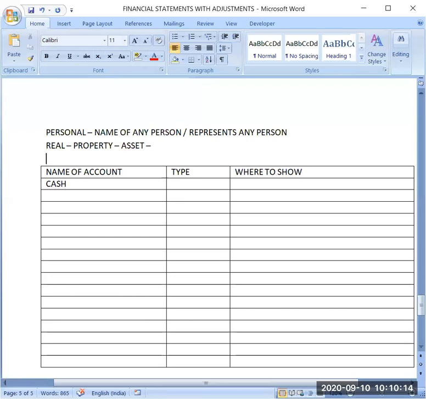Then third is nominal account. Nominal account is identified by four things: expenses or losses, revenues, gains. Such accounts are known as nominal accounts. So all three meanings are clear. Now you can identify.